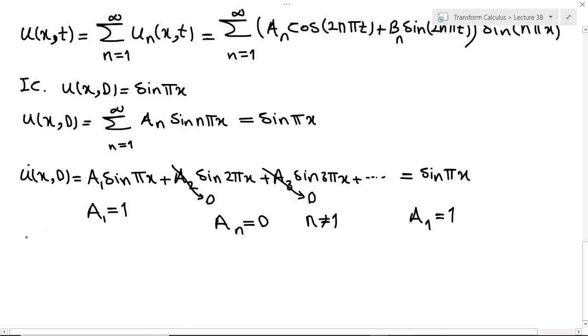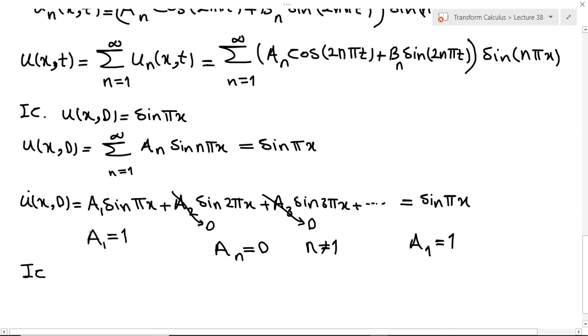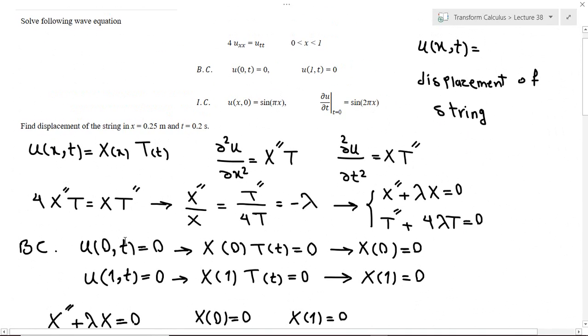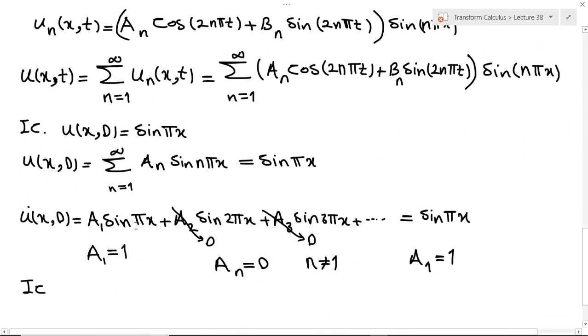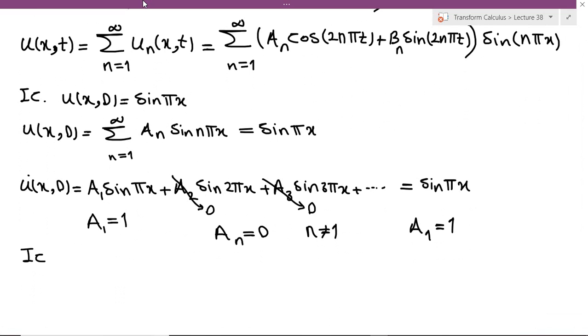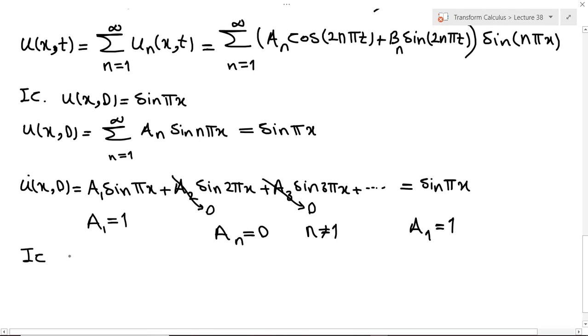Now we have to go through the second initial condition to find b_n. The second initial condition says that the derivative of u with respect to t at t equal to 0 is equal to sine 2 pi x.